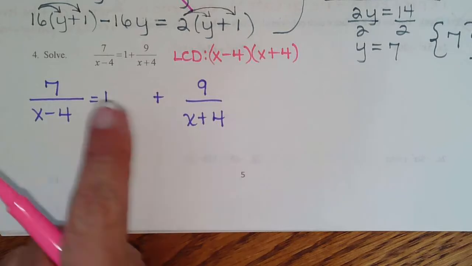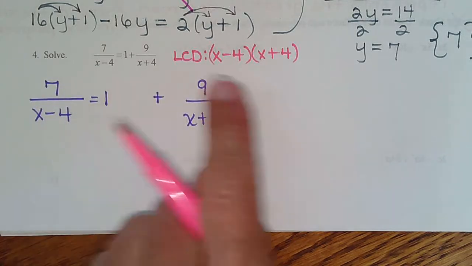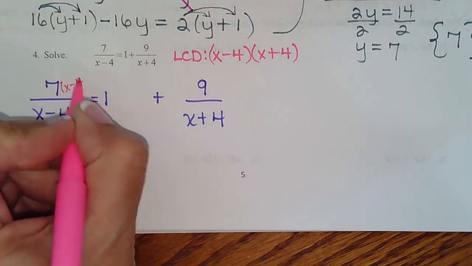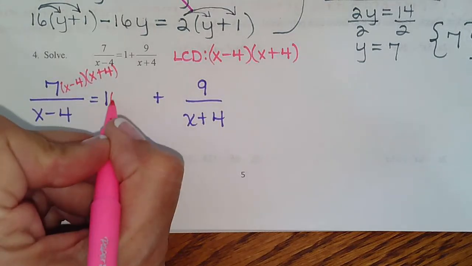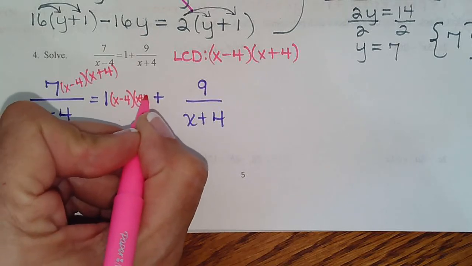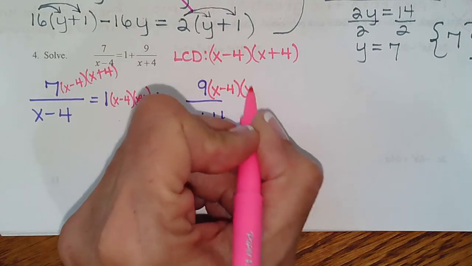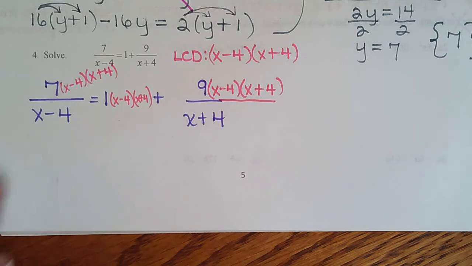And notice I rewrote it. I left some room there because we need to write that LCD beside every single term. So if it's a fraction, like I said, make sure you write it in the numerator so that you remind yourself to cancel. If it's a whole number, you just write it right beside. And another fraction, so write it in the numerator. So LCD is write everything you see without repeating. I see an x minus 4 and I see an x plus 4.